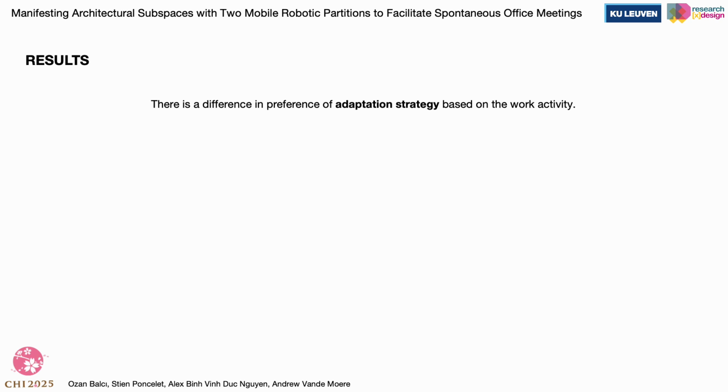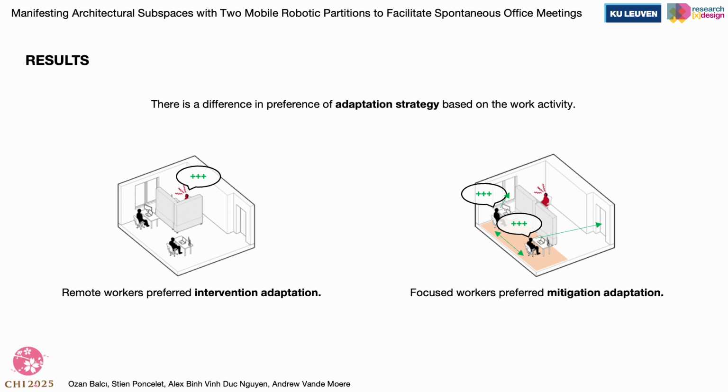Our results show that there is a difference in preference of adaptation strategy based on the work activity. While remote workers preferred the intervention adaptation strategy as it provided better visual privacy, focused workers preferred the mitigation adaptation strategy as it allowed them to retain visual access to their colleagues and the window to exit.